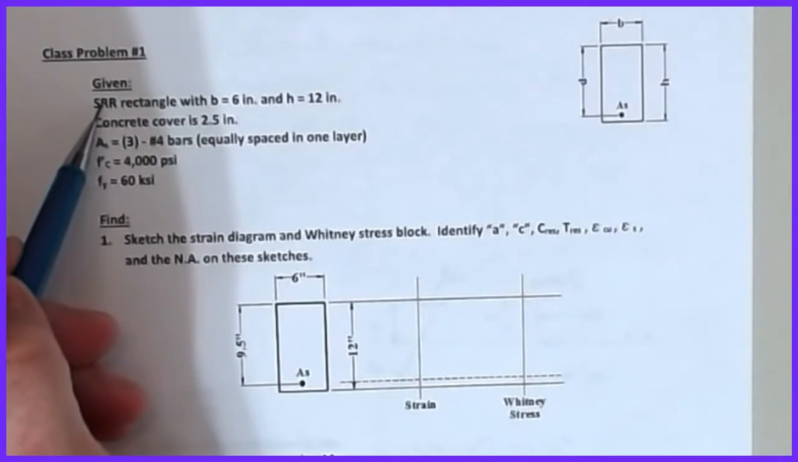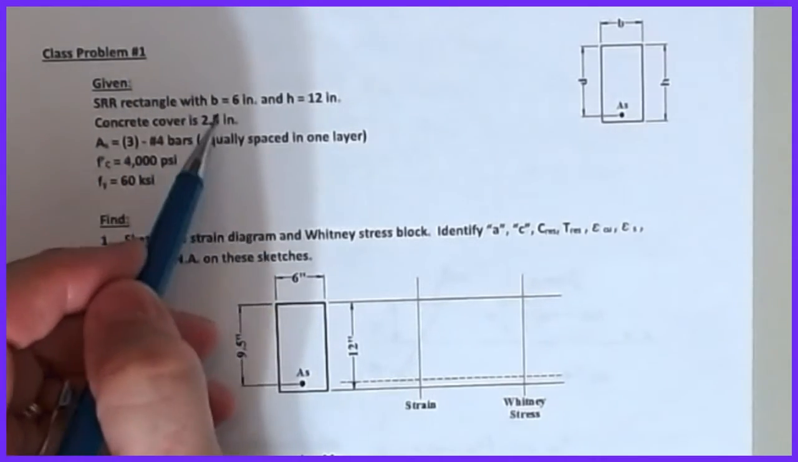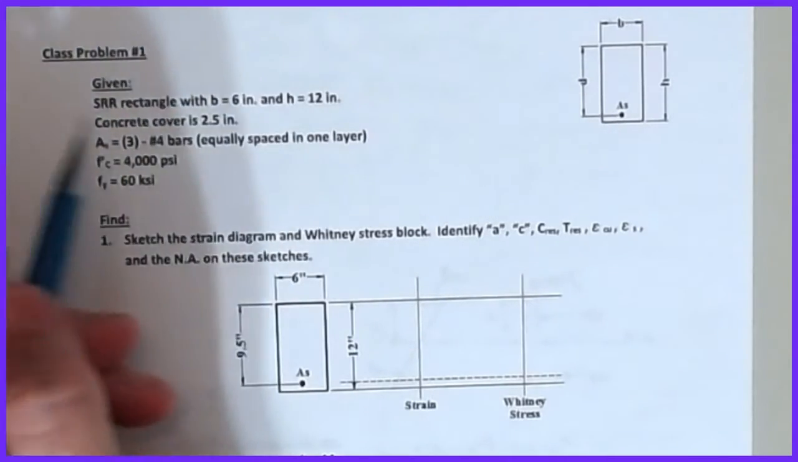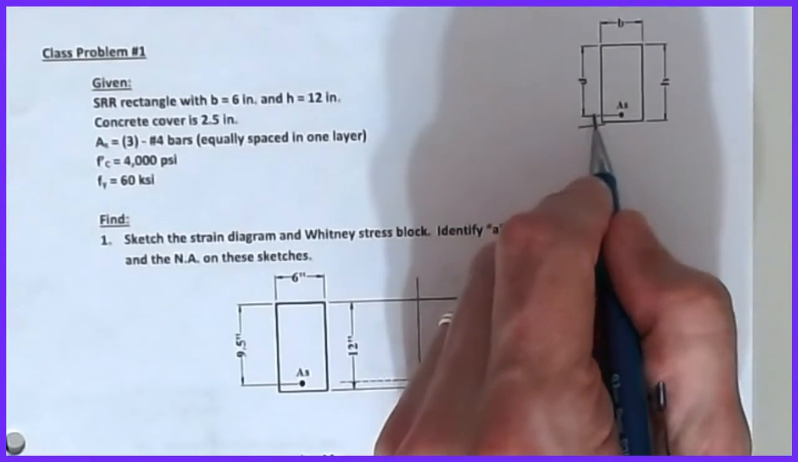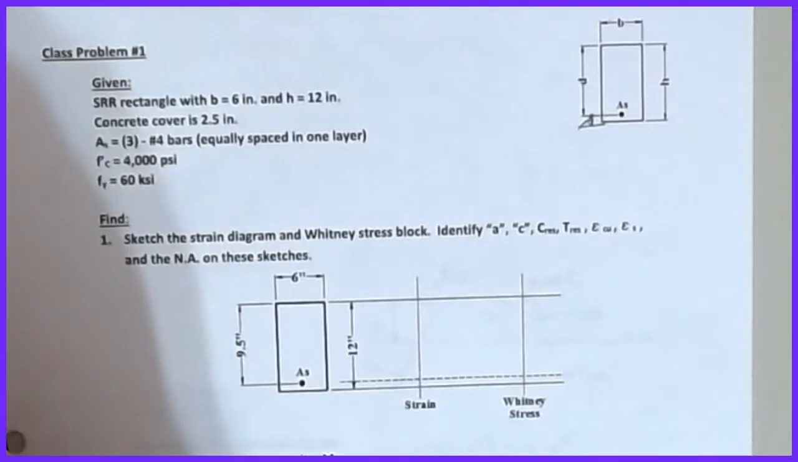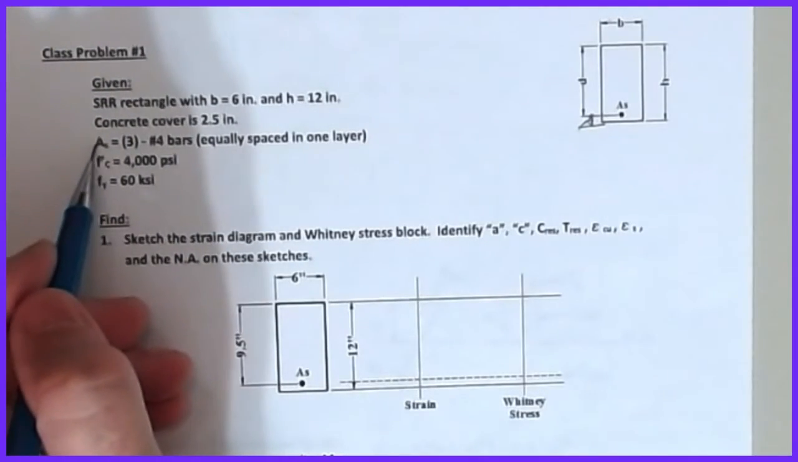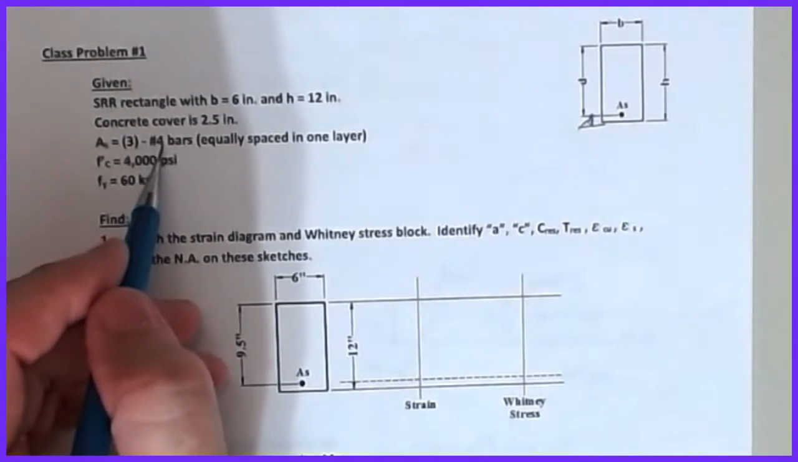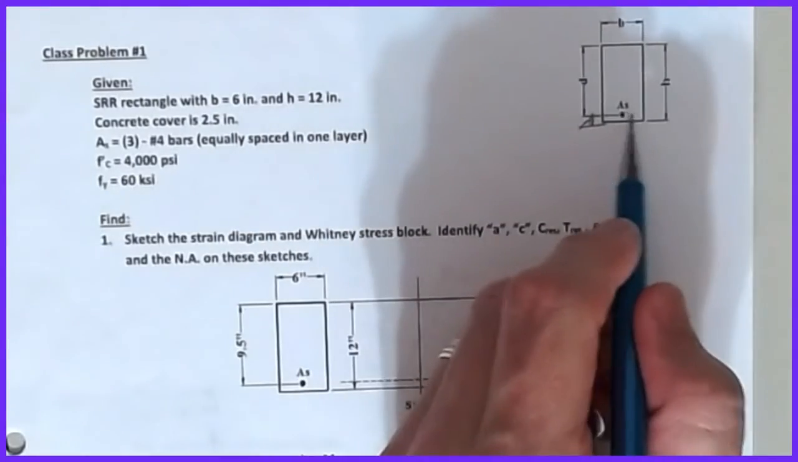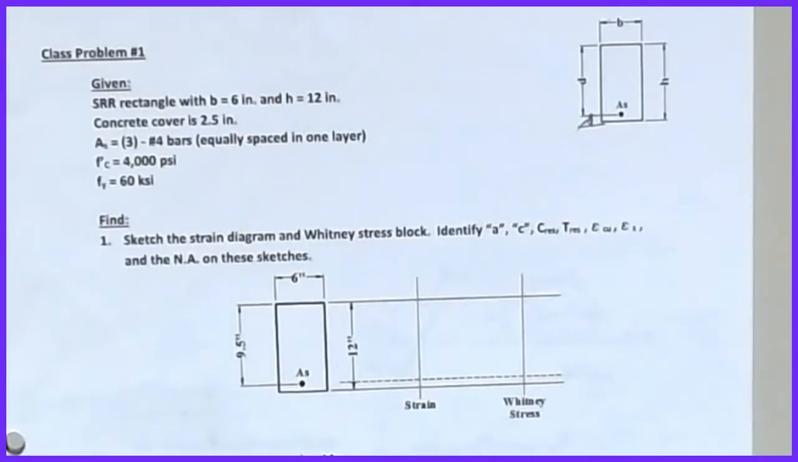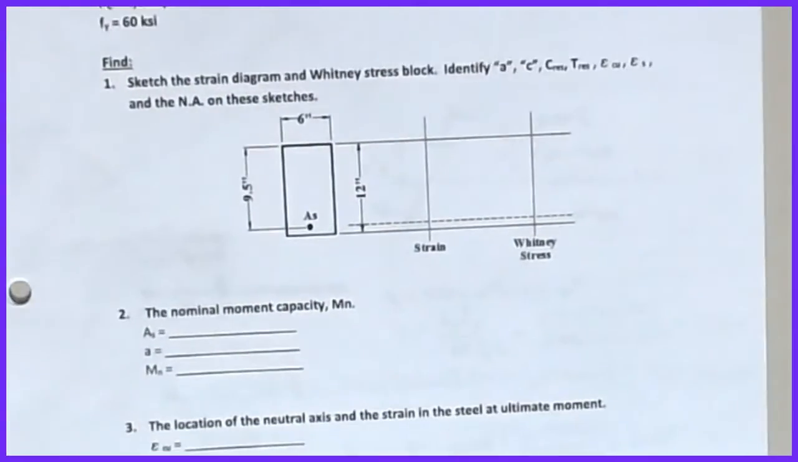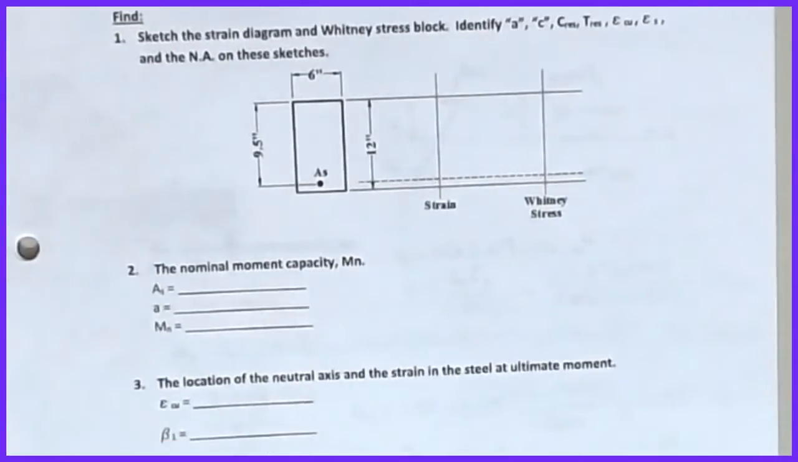Okay, and what we're saying is that this is a singly reinforced rectangle with b equal to 6 and h equal to 12 inches. I have a concrete cover of 2.5 inches. So remember, that's that dimension. That's the concrete cover. The area of steel is 3 number 4 bars equally spaced in one layer. So that's the location of all of that As. f'c is 4,000, fy is 60,000. And then I proceed to walk you through the procedure to be able to do it.